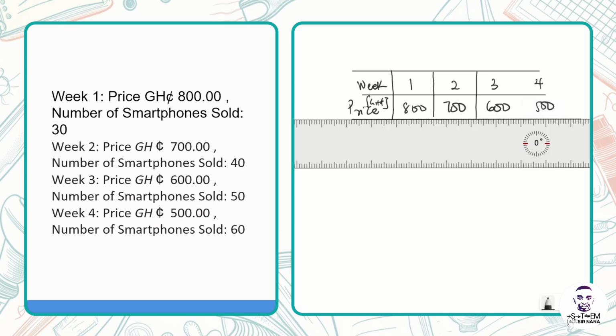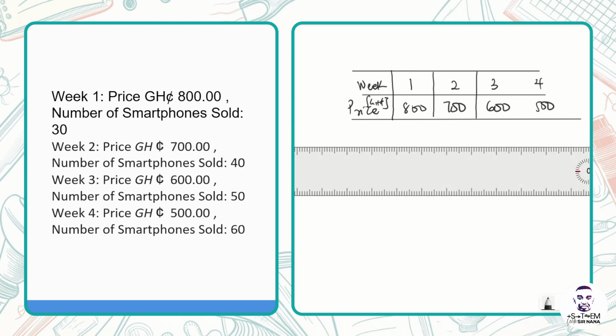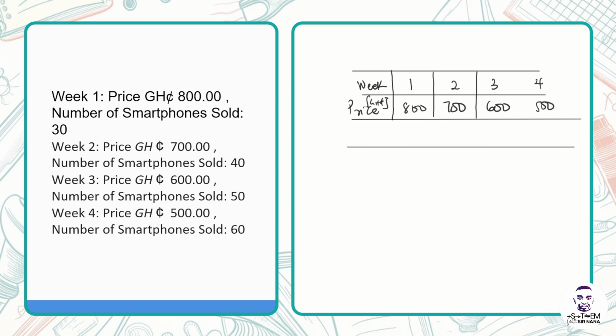Let me include one line where we would indicate the number that was sold in each of the weeks. So in the final part here, we are indicating the number of phones, in this case, the number of phones sold. The first week, the storekeeper sold 30 phones, the new smartphone. In the second week, he sold 40. In the third week, he sold 50. In the fourth week, he sold 60. So we have our table nicely drawn here.